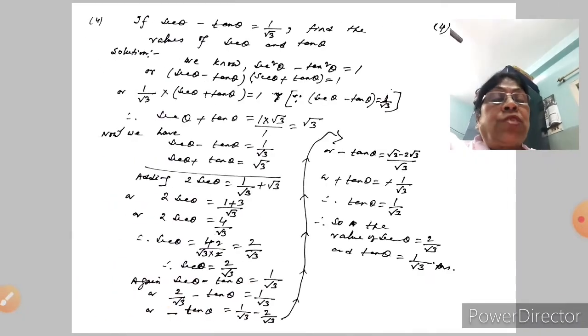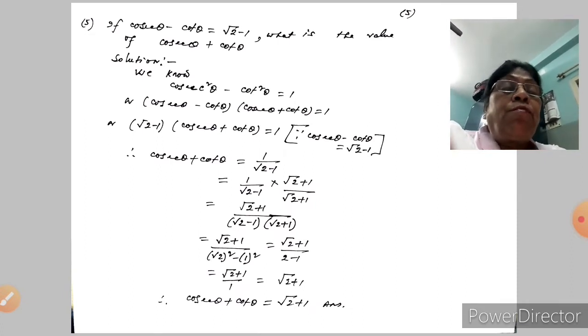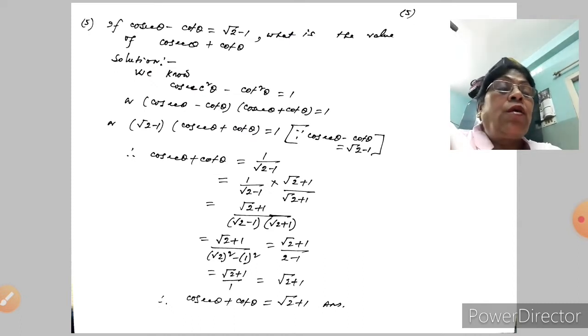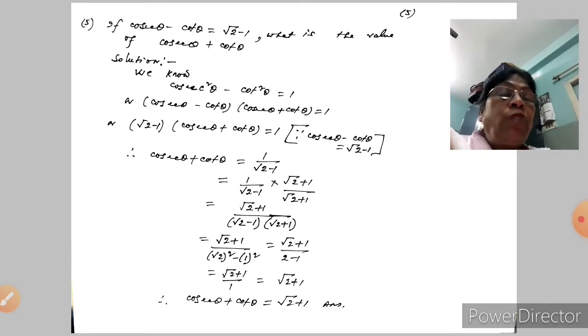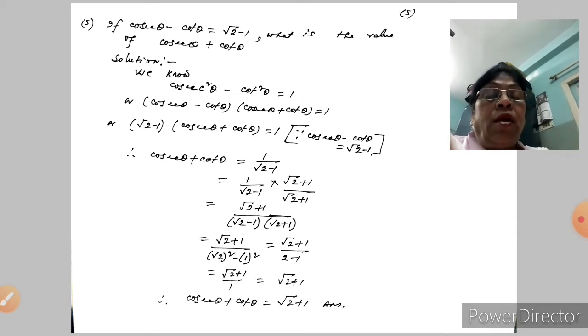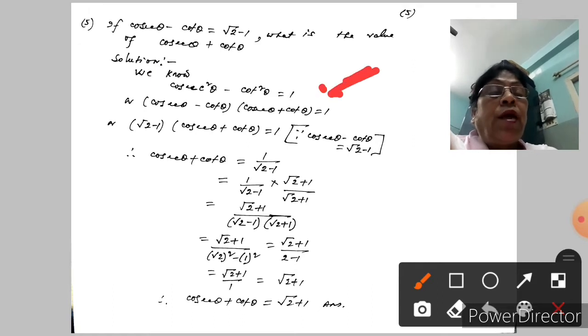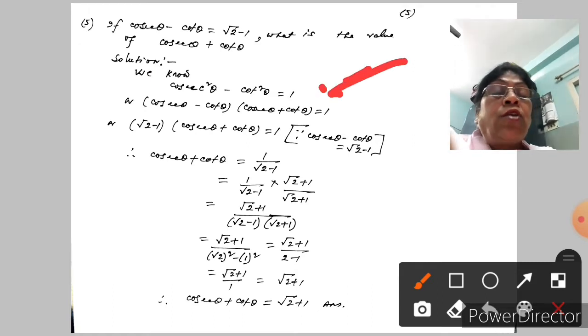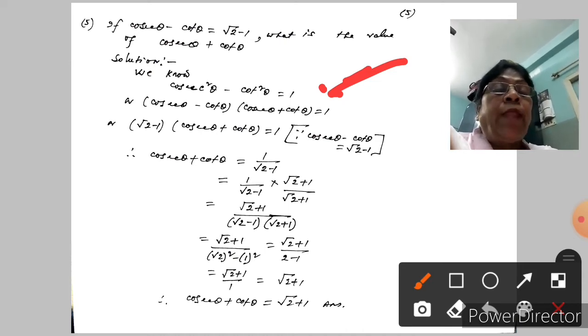Now, coming to question number 5. If cosec θ − cot θ = √2 − 1, what is the value of cosec θ + cot θ? Solution: we know cosec²θ − cot²θ = 1, on the basis of the square relation. Applying the a² − b² formula, we can write (cosec θ − cot θ)(cosec θ + cot θ) = 1.